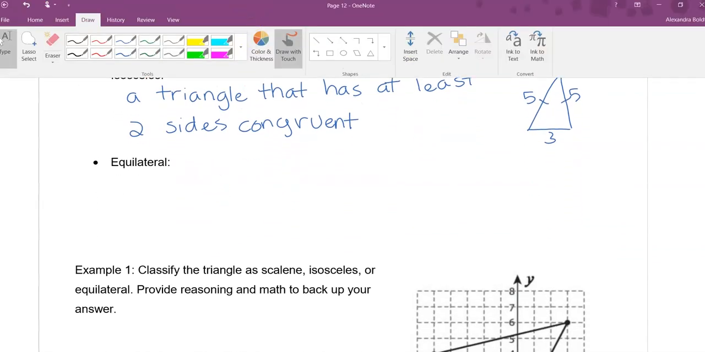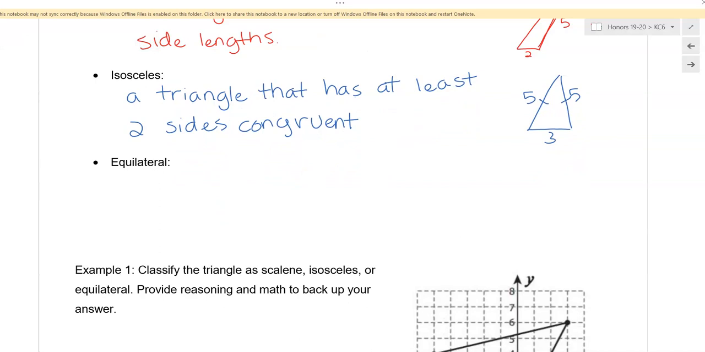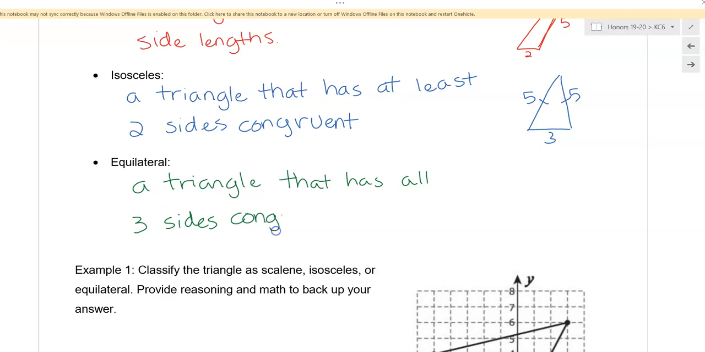Our last type of triangle is equilateral. And an equilateral triangle is a triangle that has all three sides congruent. My triangles aren't becoming triangles. So if all those were exactly the same length, that is an equilateral triangle.